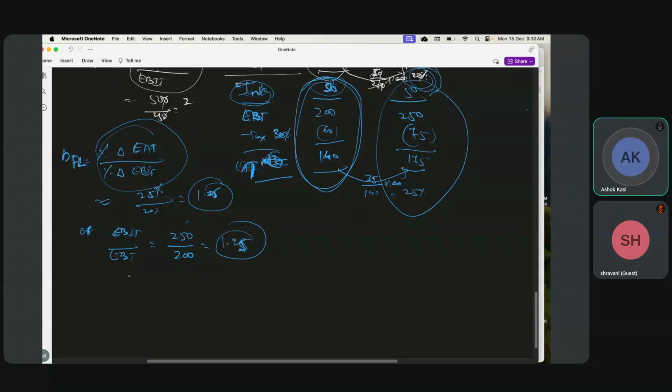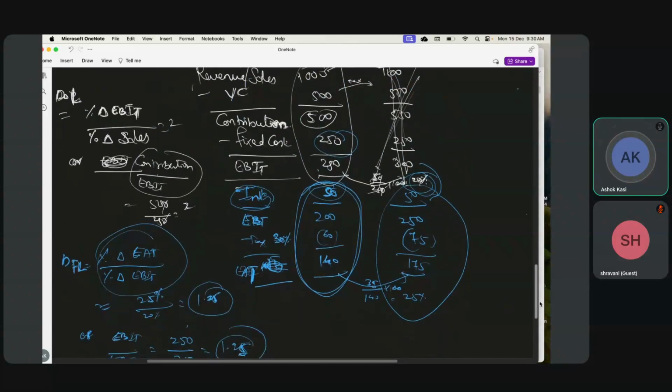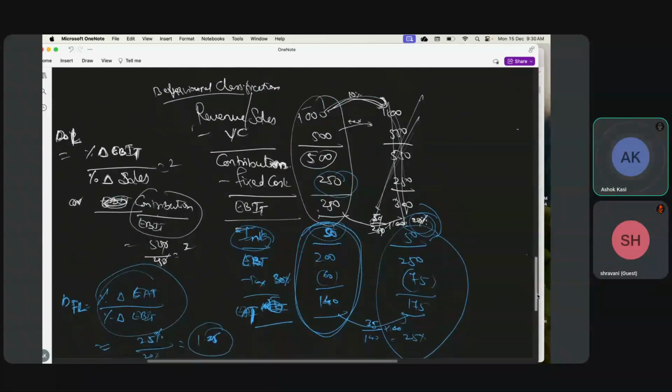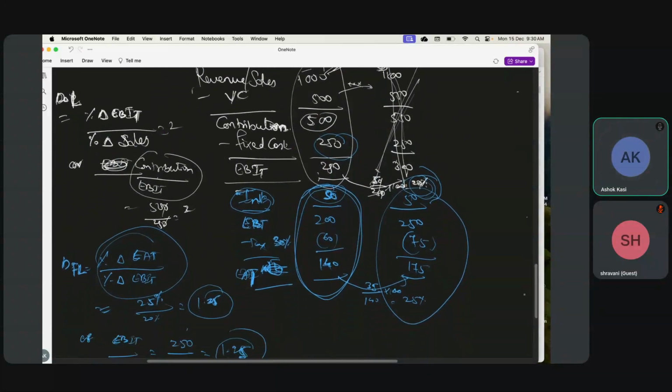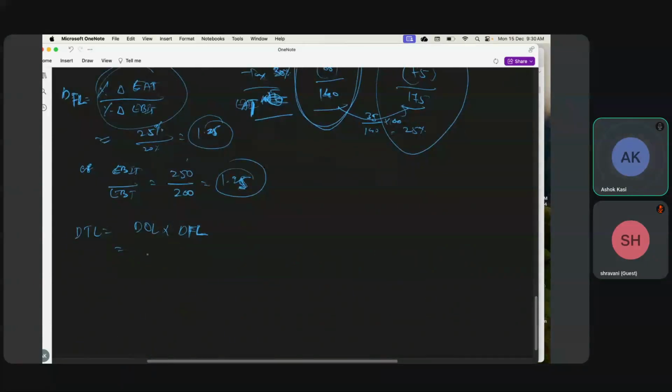Yeah, so this is also done. Then next is degree of total leverage. Degree of total leverage is degree of operating leverage into degree of financial leverage. Degree of operating leverage is 2, right? So 2 into 1.25. Just calculate it. 2.5.